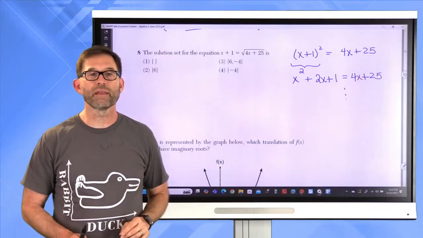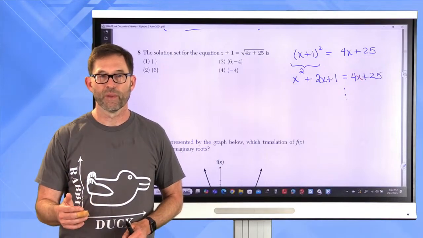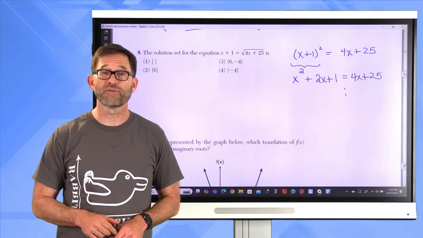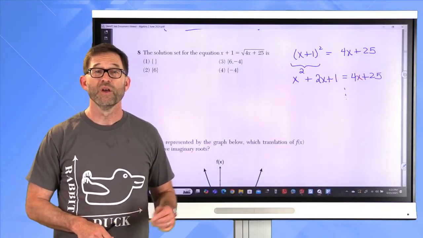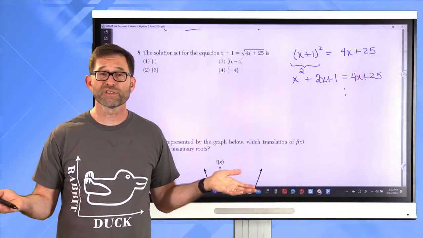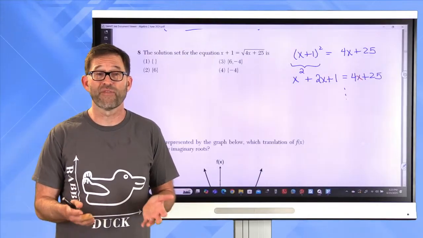But it's very likely that one of them is going to be an extraneous root. All right? And in order to decide which one's extraneous, you actually have to check both answers. So since my only choices are 6 and negative 4, I'm just going to go ahead and check those right away. I have to do it anyway as my final step.